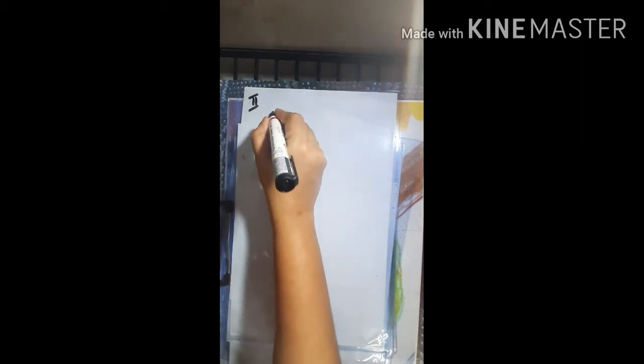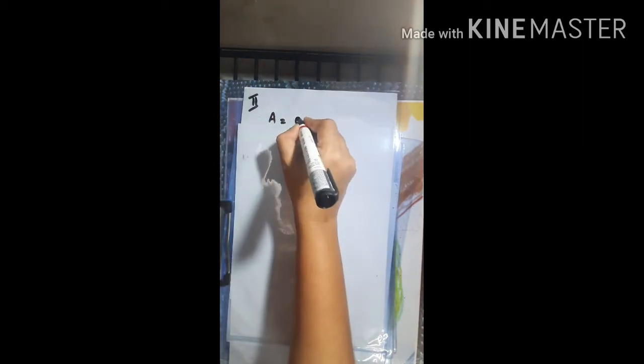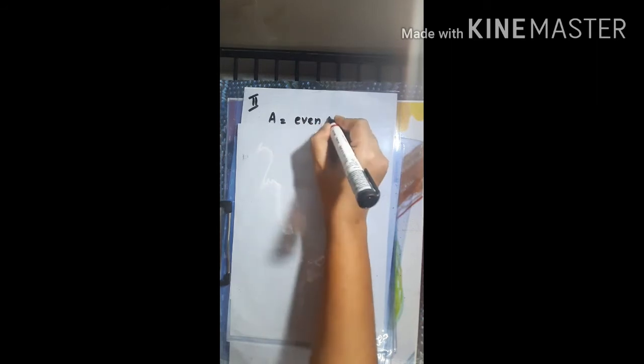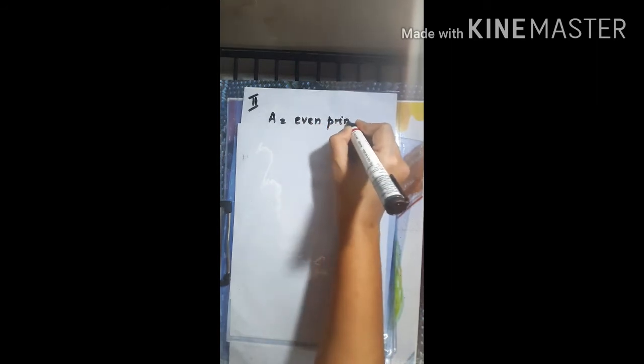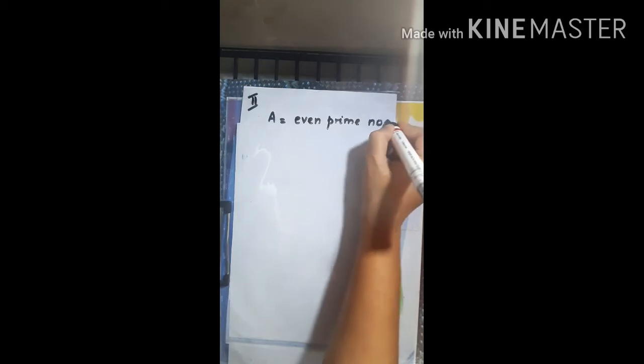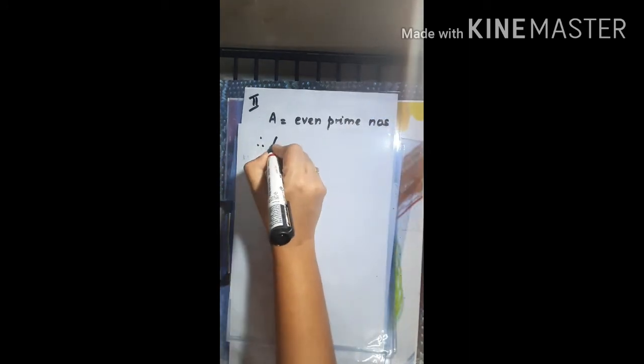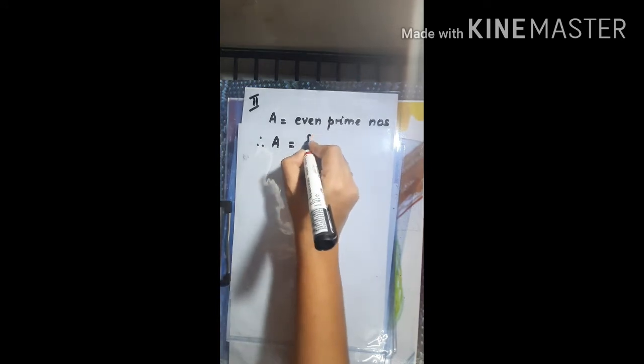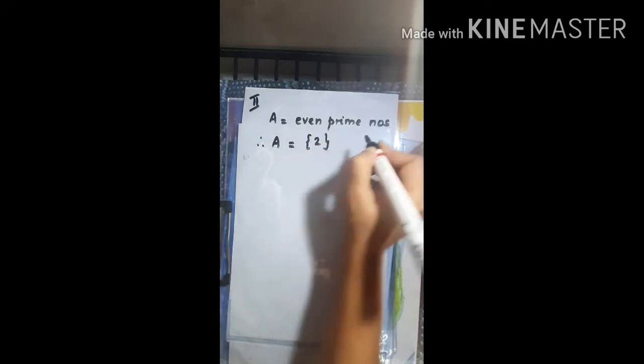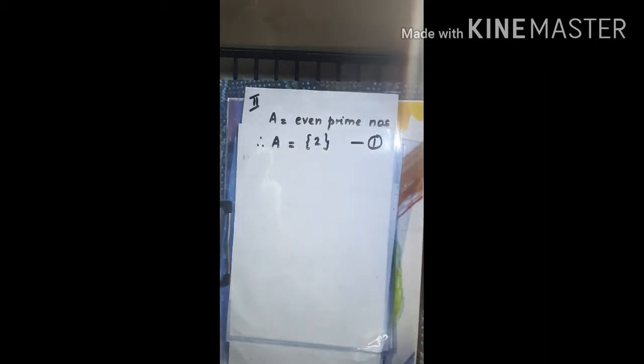Now, next. Let's go to question number 2. Decide whether set A and B are equal sets. Give reasons for your answer. A equals even prime numbers. Which is your only even prime number? Your only even prime number is 2. Call this as 1.